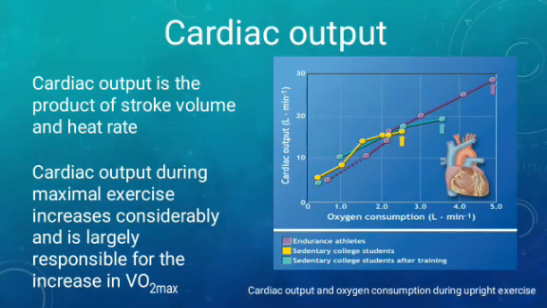Cardiac output. Cardiac output is the product of stroke volume and heart rate. Cardiac output during maximal exercise increases considerably and is largely responsible for the increase in VO2max. An increase in maximum cardiac output represents the most significant adaptation in cardiovascular function with aerobic training. Maximal heart rate generally decreases slightly with training.